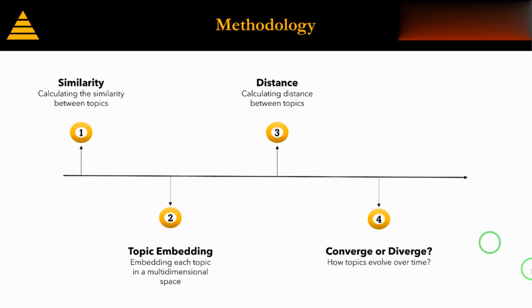In the proposed method, we should take four steps in order to reach our principal goals. First, we offer a method to calculate the similarity between fields of study. Then, with the help of similarity obtained from the previous step, we embed each topic in a multidimensional vector. After topic embedding, the distance will be calculated, and by tracking changes in distances over time, we can examine how topics converge or diverge from each other.